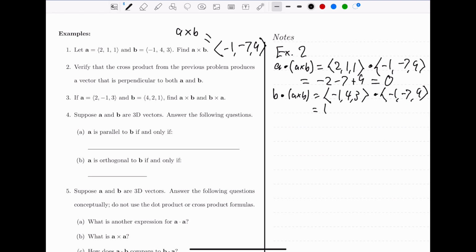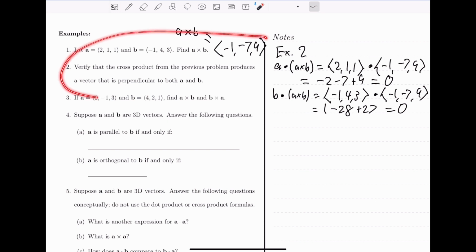-1 times -1, positive 1, plus 4 times -7, that would be -28. So 1 minus 28. And 3 times 9 is 27, so we add 27. 1 minus 28 plus 27, yes, that also simplifies to 0. So we've verified, we've checked, that both A and B are perpendicular to the cross product.